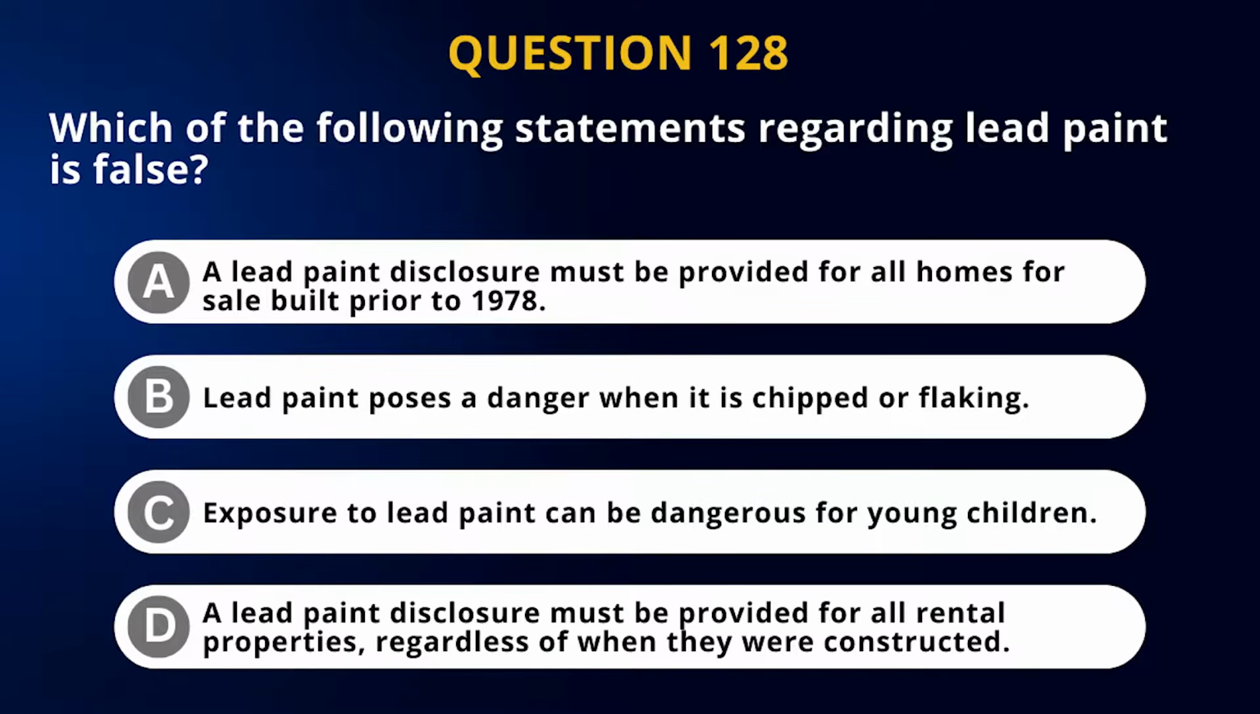Question number 128. Which of the following statements regarding lead paint is false? Letter A, a lead paint disclosure must be provided for all homes for sale built prior to 1978. Letter B, lead paint poses a danger when it is chipping or flaking. Letter C, exposure to lead paint can be dangerous for young children. Letter D, a lead paint disclosure must be provided for all rental properties regardless of when they were constructed.